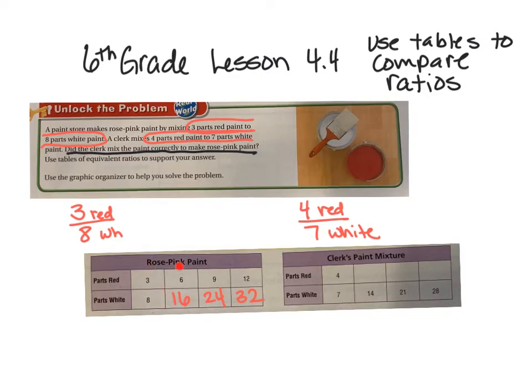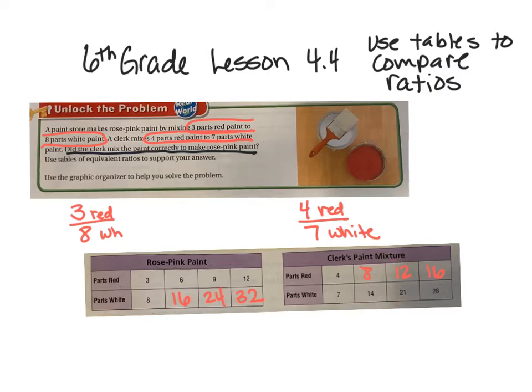3 to 8 ratio is equivalent to 6 to 16 ratio, which is equivalent to a 9 to 24 ratio, which is equivalent to a 12 to 32 ratio. The way the clerk mixed it was a 4 to 7 ratio. Here is 7, 14, 21, 28. Let's do the 4s, 4, 8, 12, 16. And what we want to do is find one where it matches. And here's where we have a match.